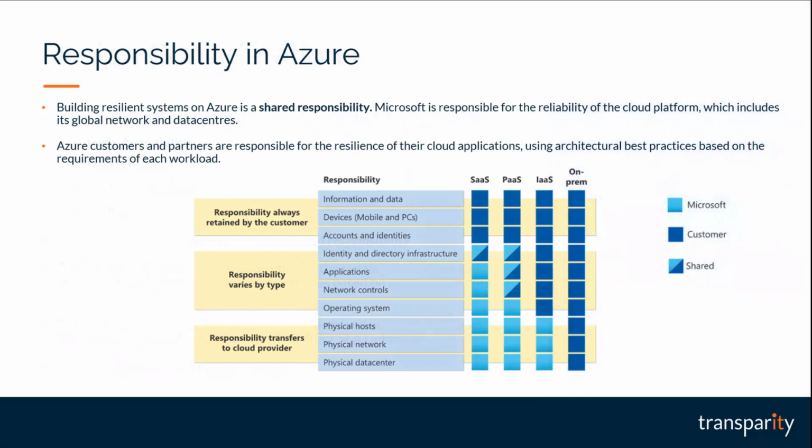This is a good image. Some of you would have seen this before. It's used in a lot of literature and documentation. I think it's covered in some exams as well. But going back to that responsibility, as you can see there, it's a shared responsibility. Microsoft is responsible for the reliability of the cloud platform, which includes things such as its global networks and its data centers. But there becomes a point where you are responsible. A good example would be the virtual machines. It is up to you to replicate a virtual machine into another region.